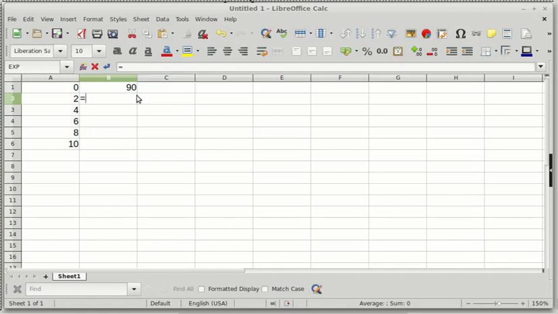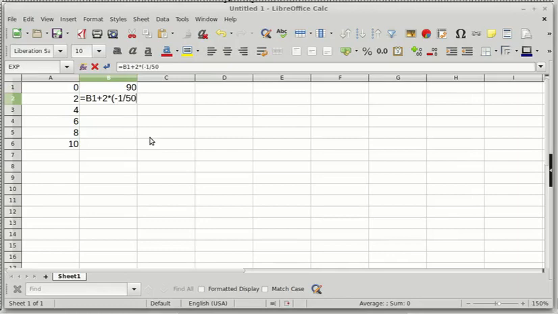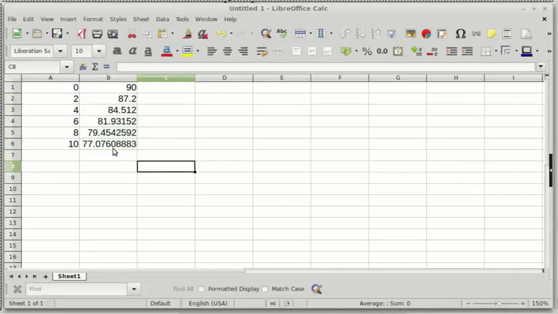Finding my formula. So I got now my B1 plus 2 times, and let's go back and verify here. We got this 1 over 50 business. Negative 1 over 50 times B1 minus the 20, close, close. Click, drag it down. That's a good number. So that's your actual answer, 77.08. And that's what I got in my notes. And that's a good thing. It's a good sign. Okay, cool.